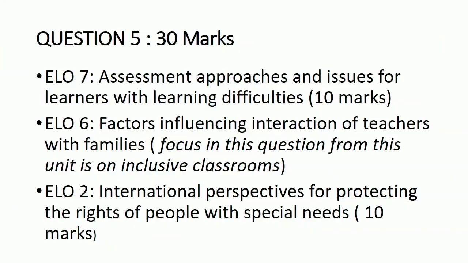And lastly, we look at the exit learning outcome 2, which is the international perspectives for protecting the rights of people with special needs. Again, the emphasis is on the two main perspectives, which is EFA, Education for All, and the Salamanca statement. And Salamanca is a city where it took place, so there they made several decisions in terms of what can we do to support our special needs learners, children. So based on those decisions, how do we contextualize it in our country? It's on exit learning outcome 2.